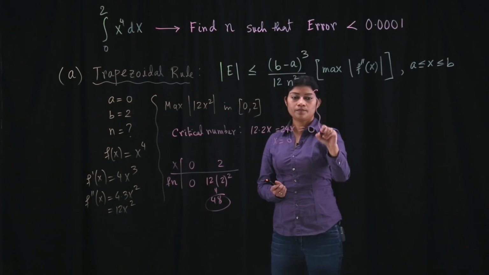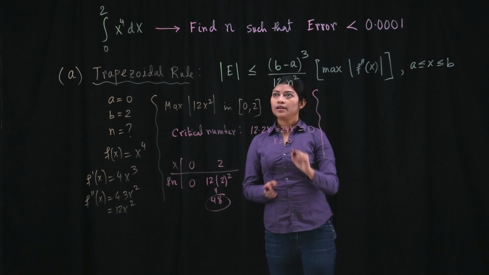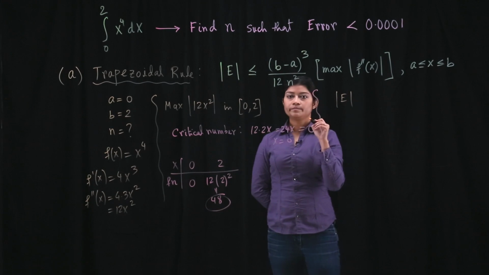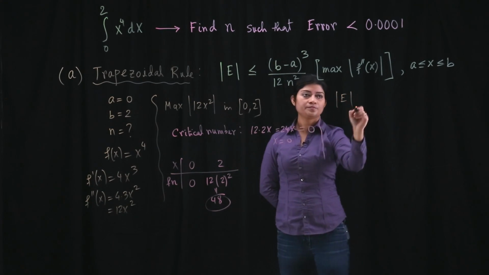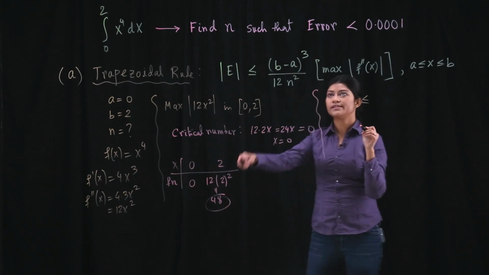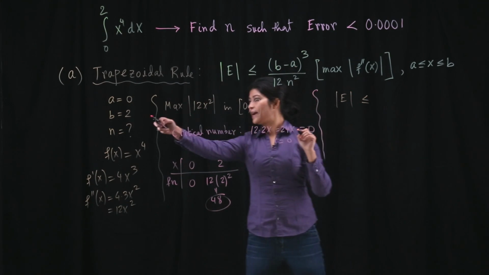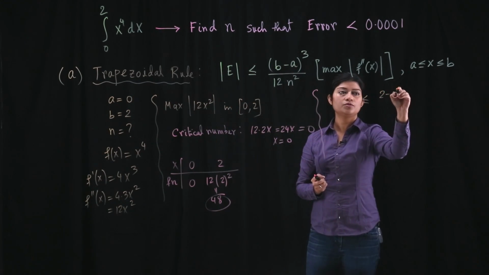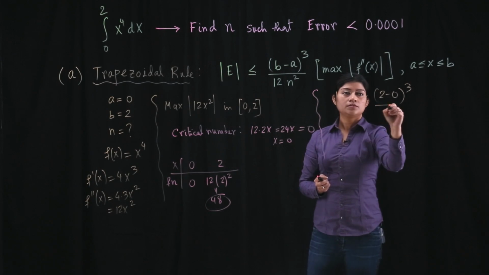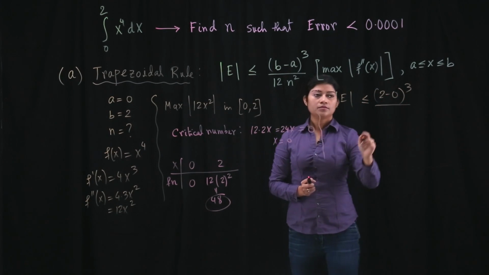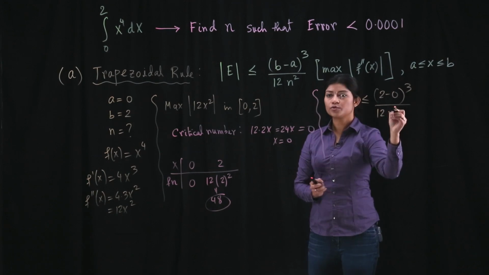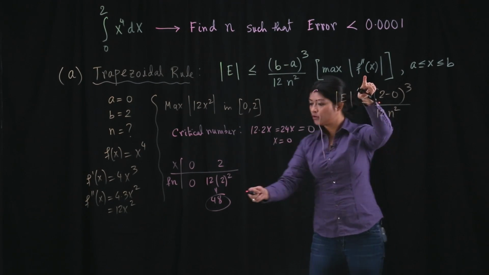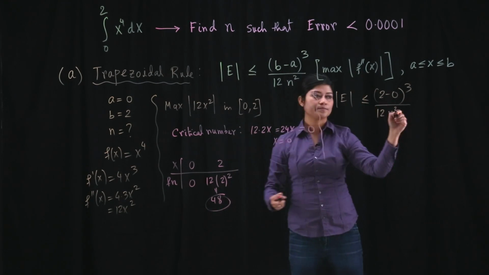All right, so let's go back here and plug everything in. So the absolute value of the error is less than or equal to, let's see, (b minus a) cubed. Go back here. We have b is 2, we have a is 0. So (2 minus 0) cubed divided by 12n squared. Of course, we don't know n. And then the max of the second derivative, we figured out that's just 48.